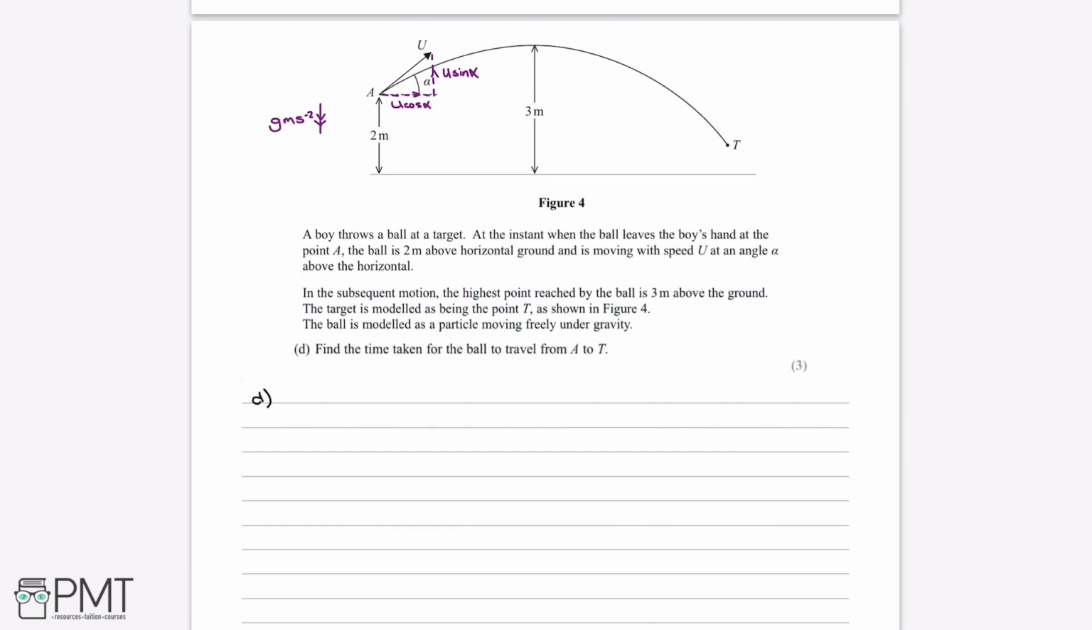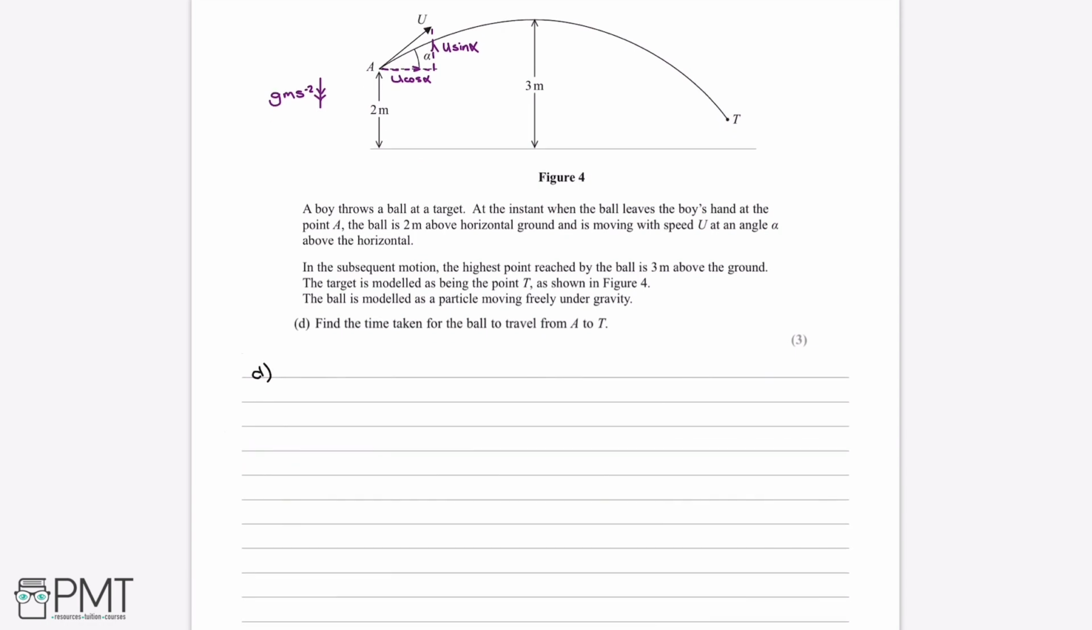Now, part D is asking us to find the time taken for the ball to travel from A to T. And luckily, in part B, we actually found an equation to find just that, involving the time taken to get from A to T when we resolved horizontally. And that equation was T is equal to 20 divided by U cos alpha. Now the problem with using this equation straight away is that although we know what alpha is, we don't yet know what U is. And so to use this equation, we need to find out what U is.